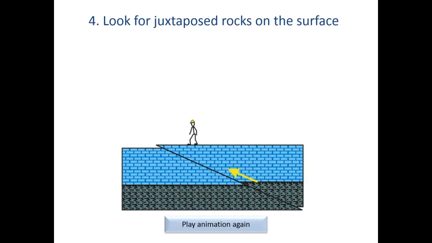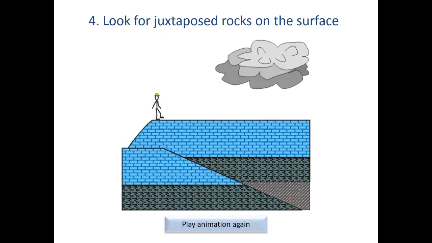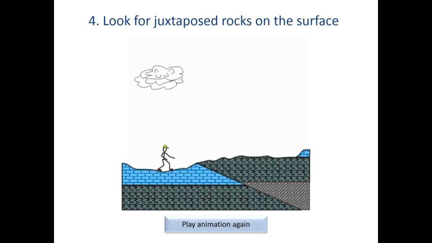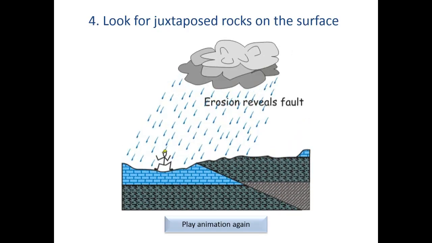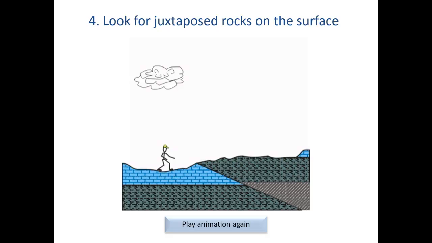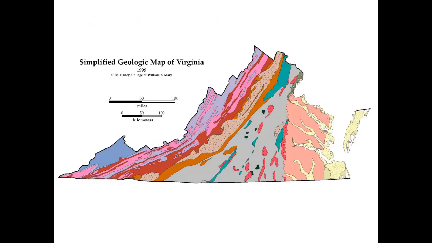Study this animation carefully. The fault brings the gray rock up from deep underground, where it's eroded and ultimately sits next to the blue rock. But the blue rock is younger than the gray rock, and they shouldn't be lying next to each other. The explanation is that the gray rock has been uplifted along a fault. Here's an example from Virginia.